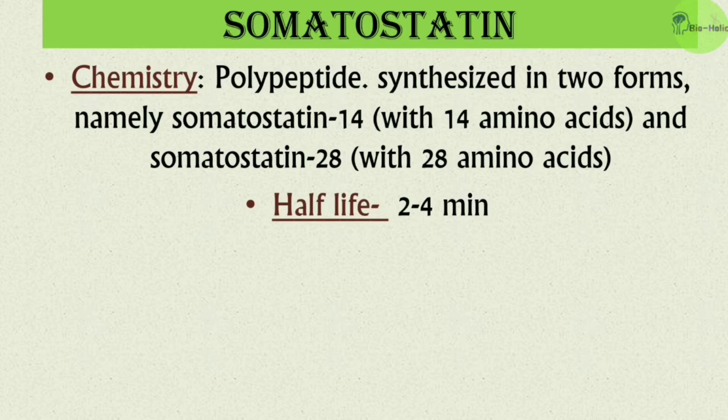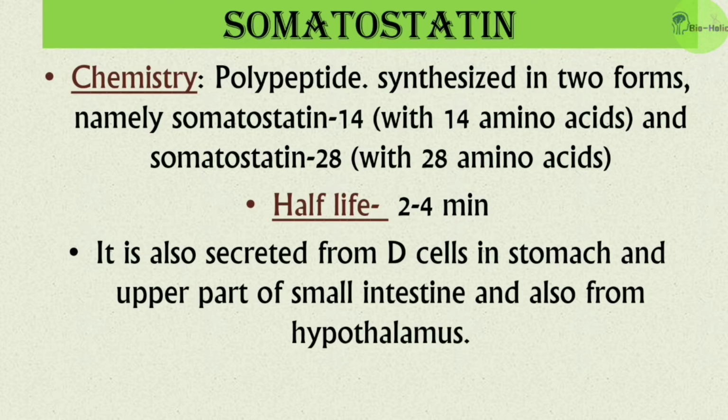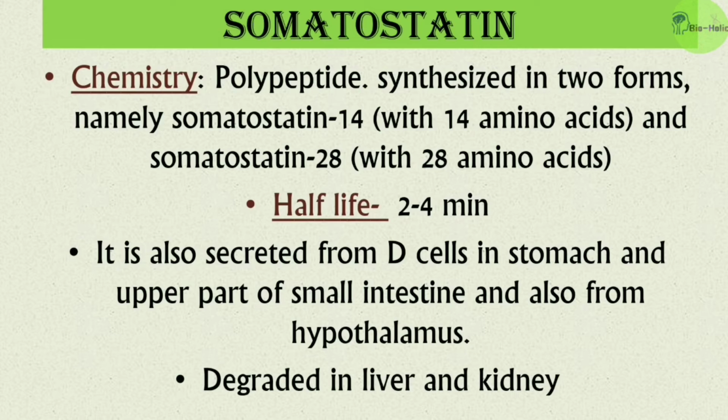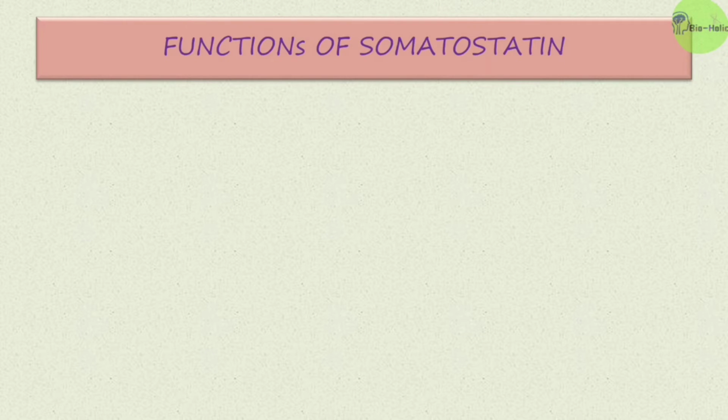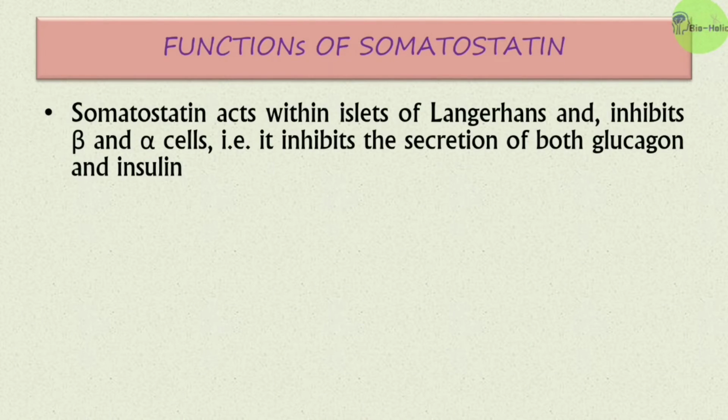The half-life of somatostatin is 2 to 4 minutes. It is also secreted from D cells in the stomach and upper part of the small intestine, and also from the hypothalamus. And it is degraded by the liver and kidneys. Functions of somatostatin are as follows.